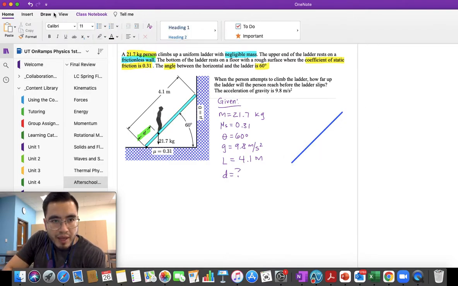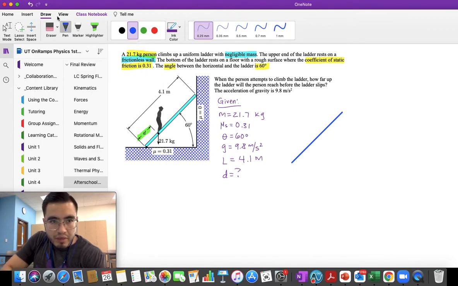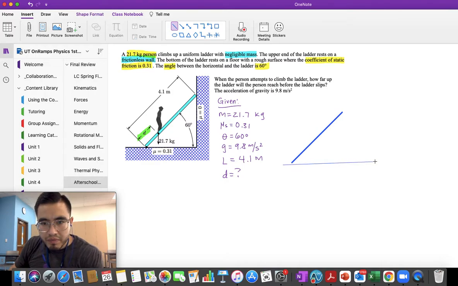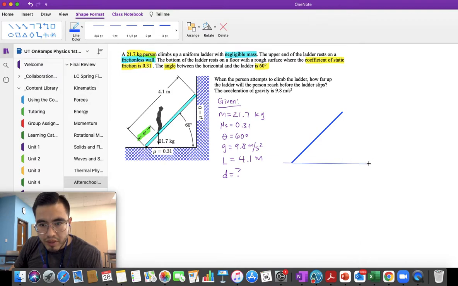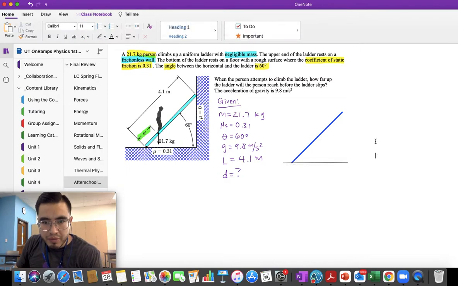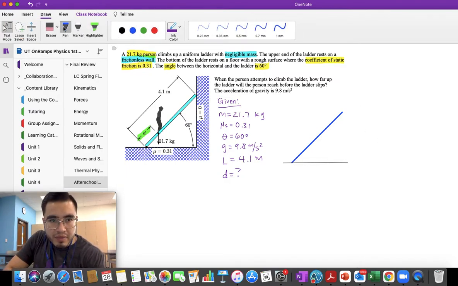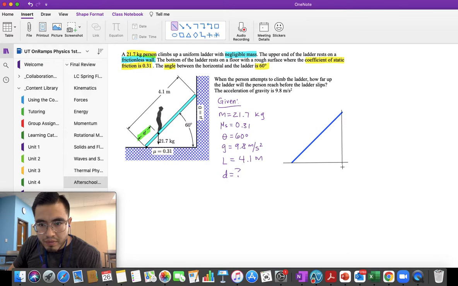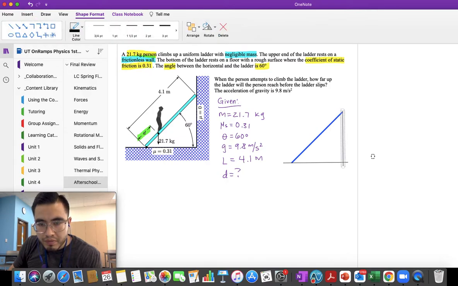And then let's just add a base that represents the floor, just so we can have a point of reference, okay? Now these lines that I'm adding right now, they're not required or necessary. You can just do the free body diagram, but this is going to help us identify some forces.